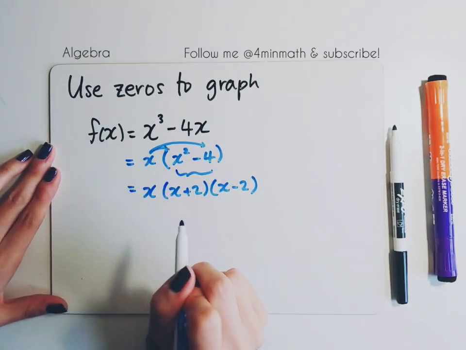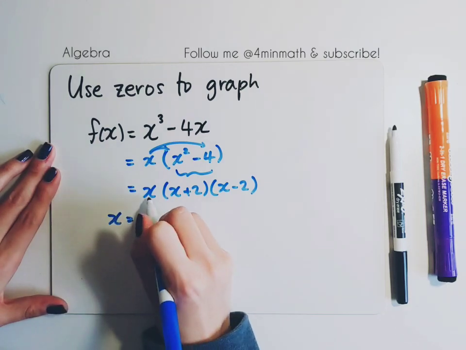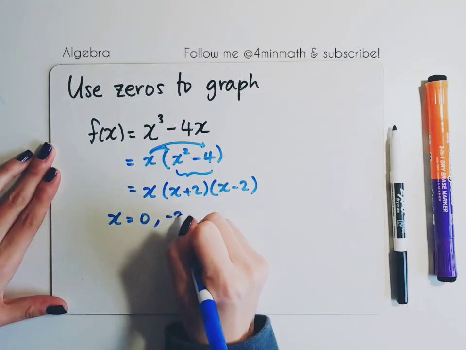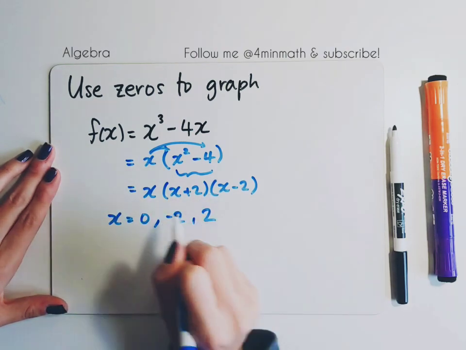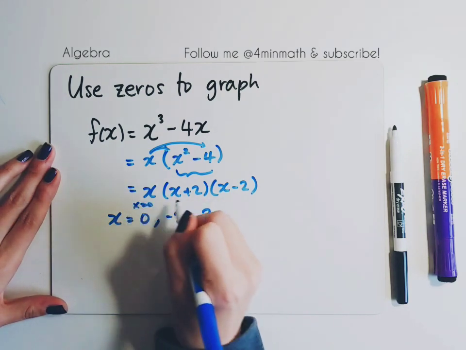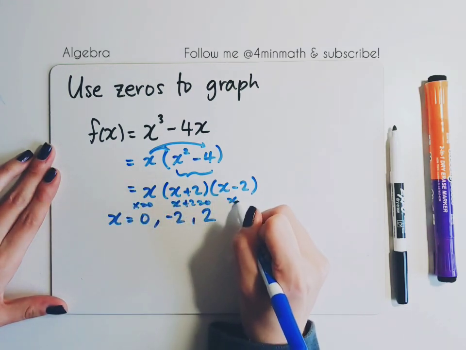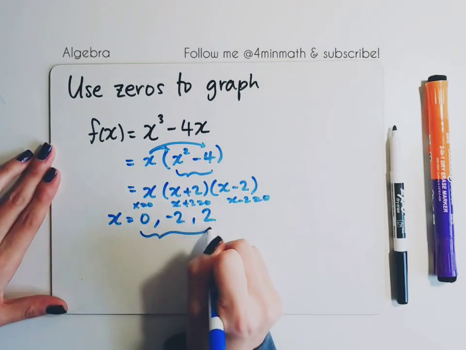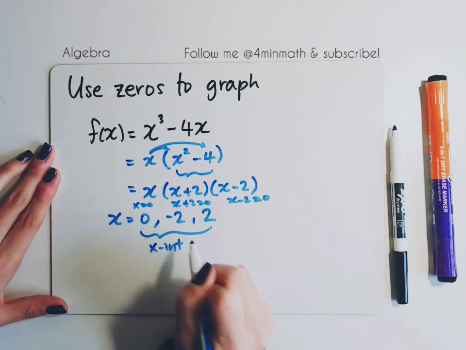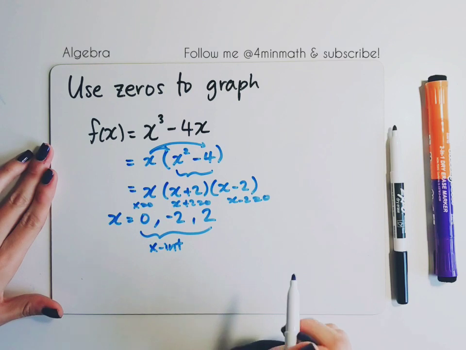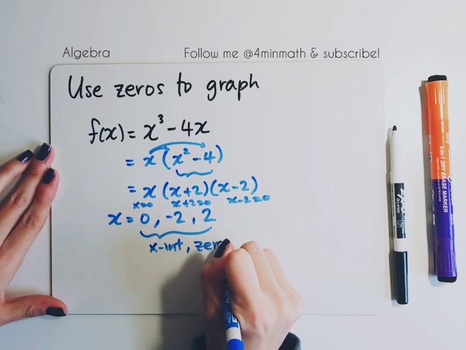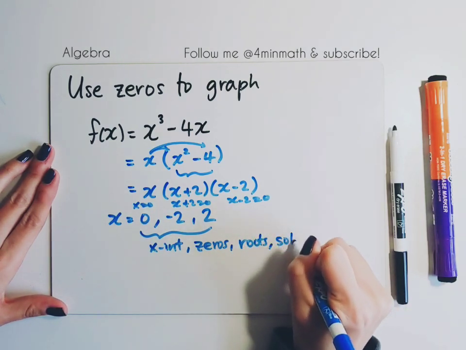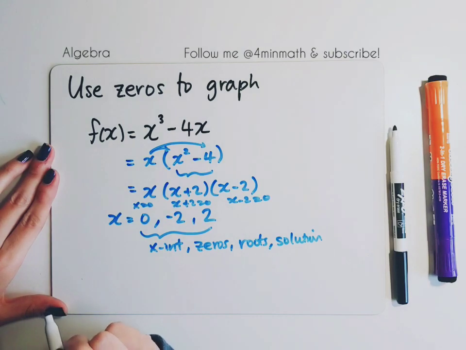So the zeros of the function are x is equal to 0, that's 1, and then x is equal to negative 2, and then a positive 2. So how did I get those? I'm going to set all of these equal to 0 and solve for x. So these are my 3 x-intercepts, the zeros of the function. So x-intercepts, zeros of the function, roots, and solutions, they all mean the same thing.